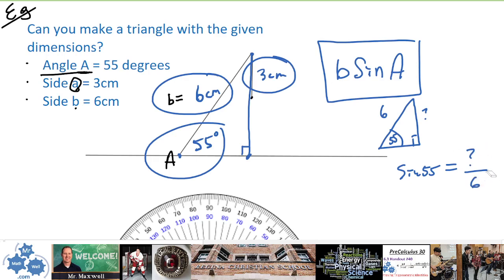If I solve for the opposite side, I get 6 times sine of 55. And so that's what we've done here. We've taken b times sine a. That will give you this minimum length. So b sine a is always where you start. When you get b sine a, you compare that with the opposite side that's given.